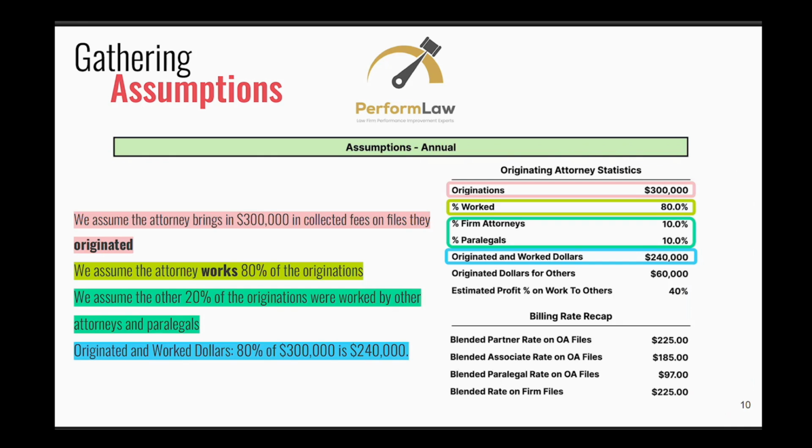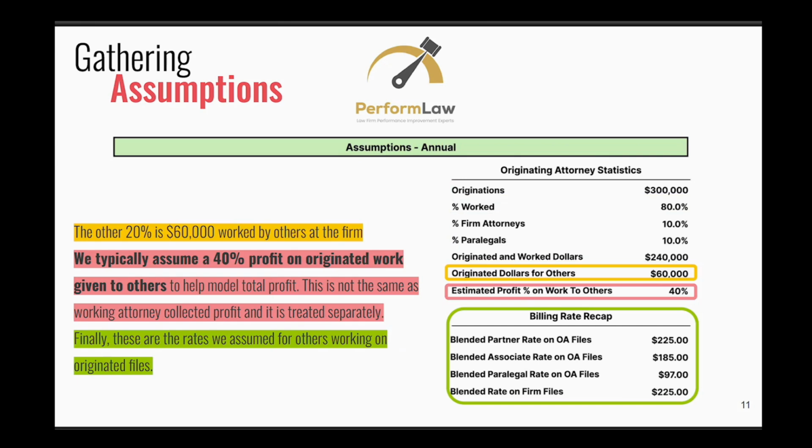So in this case, these are the assumptions for this example attorney. We assume that they're going to originate $300,000, that they're going to work 80% of that, that they're going to give 10% of that away to attorneys at the firm and 10% away to paralegals at the firm, which leaves $240,000 in collected fees that this attorney would originate and work himself or herself. And that means that $60,000 would be originated by this attorney and given to others.